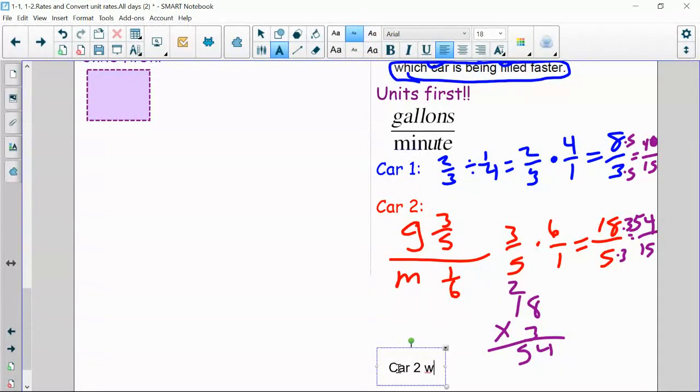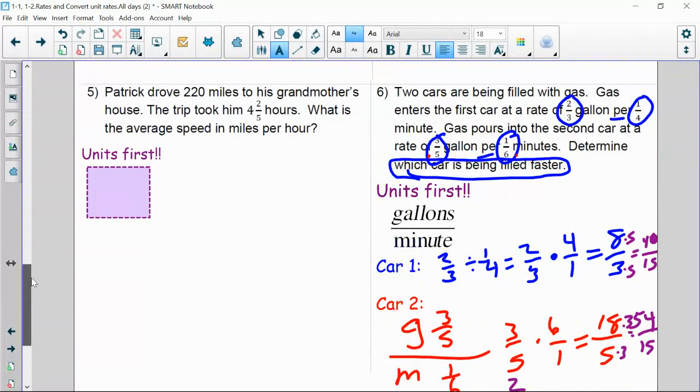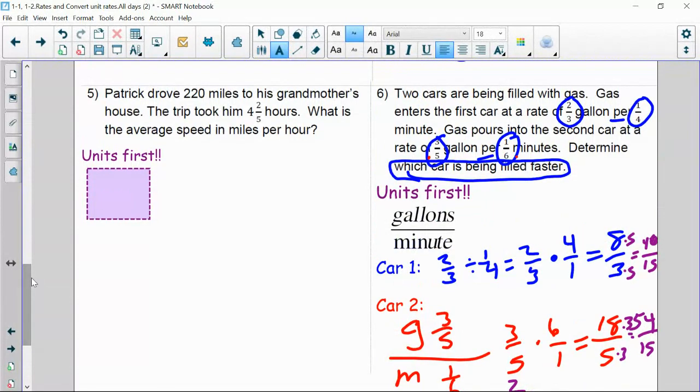So we'd say car 2. Oh wait, no, we don't. Which one is going to fill faster? So it fills faster because it has a higher unit rate. And this time we went for the higher one instead of the lower because we're trying to fill something. We're not talking about just the speed. We want to see which one's going to get the most gallons in a minute. Okay, and that was car 2.